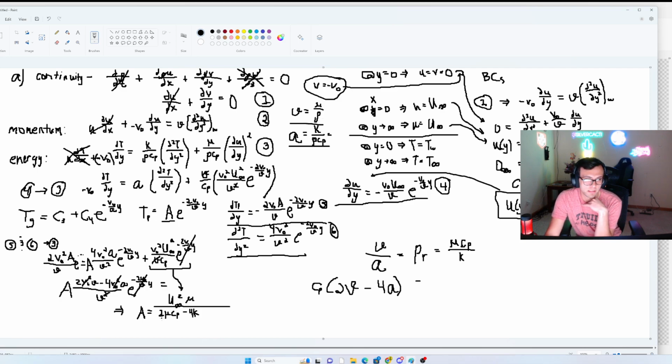So I'm gonna guess it multiplies by mu Cp, or does it multiply this entire equation by Prandtl number? Because if you do that, no, that wouldn't make sense.